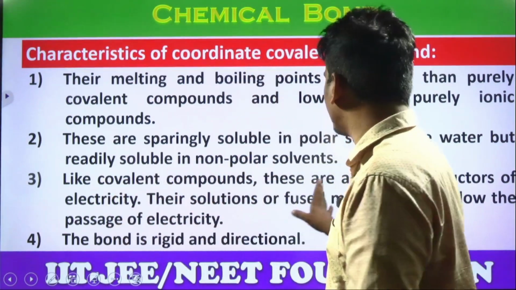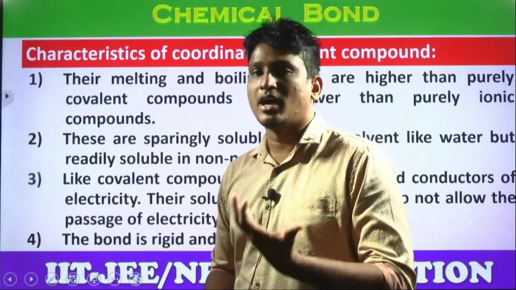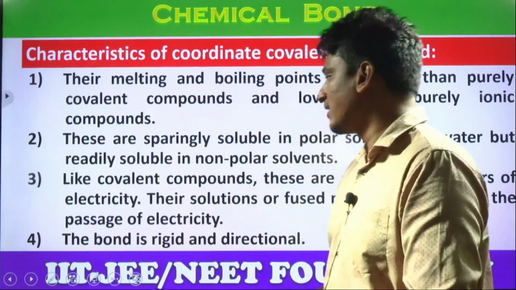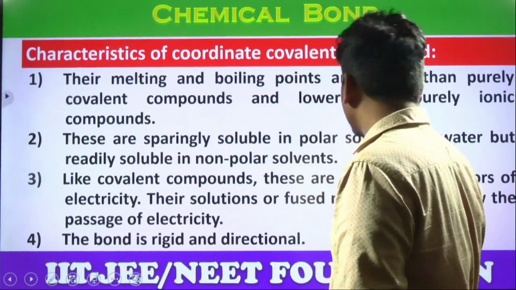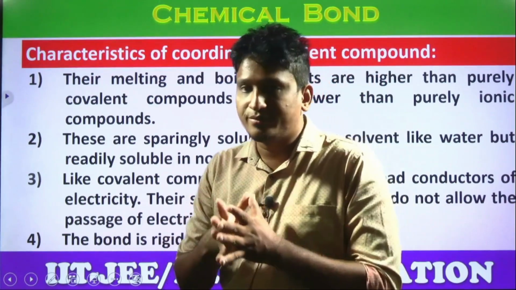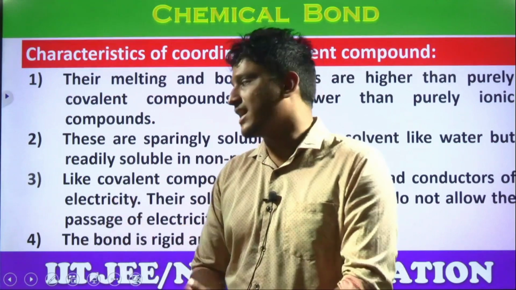Like covalent compounds, these are also bad conductors of electricity. Students, due to the absence of ions, the absence of positive and negative charges, they are also bad conductors. Their solutions or fused masses do not allow the passage of electricity. Same, due to the lack of free movement of ions, they are also bad conductors of electricity.